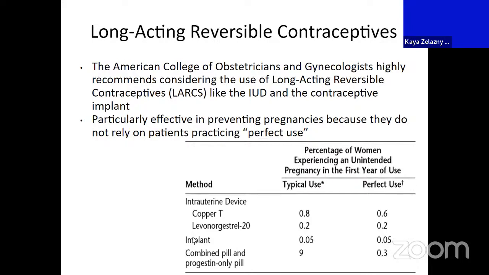Versus our long-acting contraceptive methods like the IUD or the implant, right? You don't see a difference between typical use and perfect use really at all because you don't have to do anything other than put it in. And we can see that those numbers are real low, right? So more effective than the pill in the first place, although really all of these are negligible numbers.